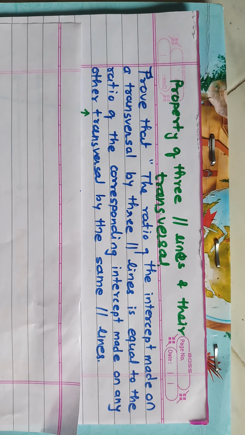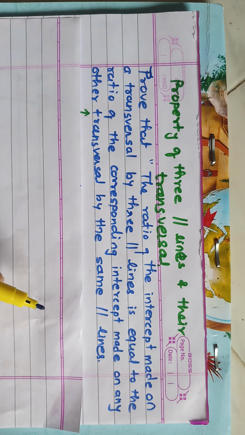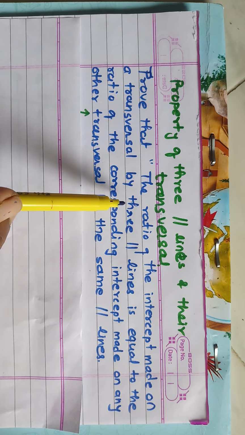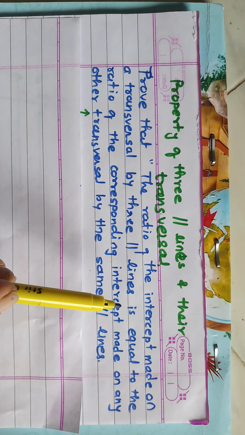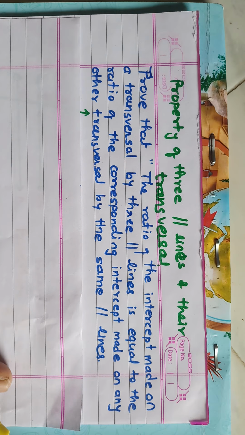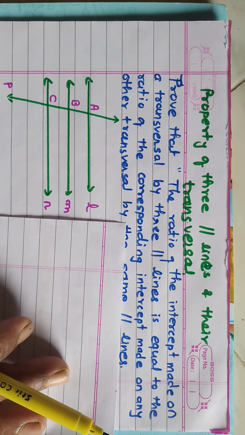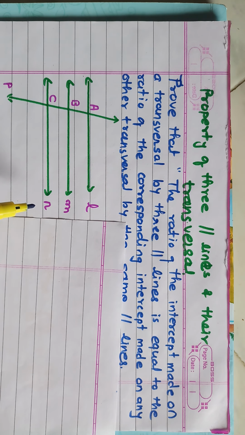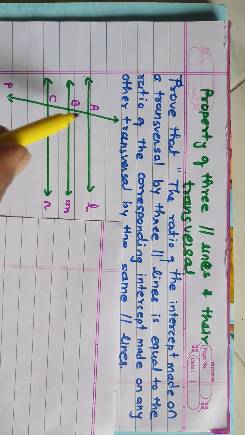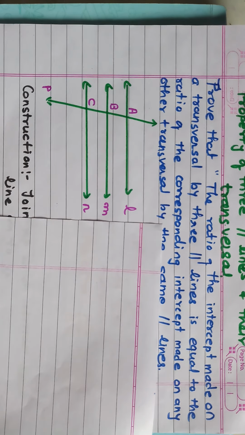First of all, read the statement two times and then draw a diagram accordingly. Here we are talking about three parallel lines, so first we have to draw three parallel lines. In the diagram there are three lines, line L, M and N. These three lines are parallel, and line P is a transversal.